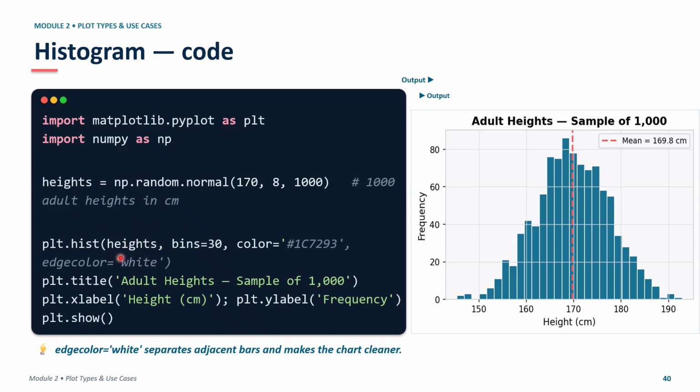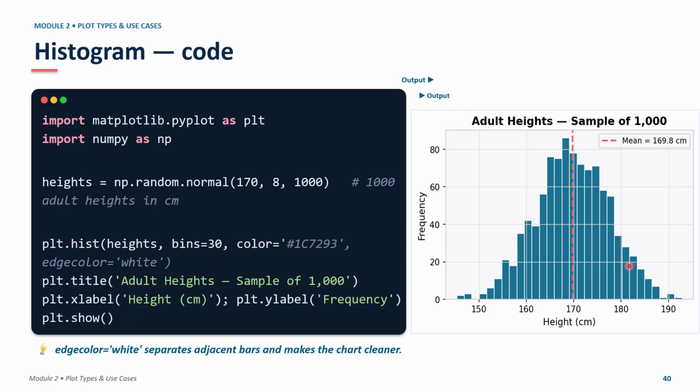For all the 1000 random points, I have set the bin size to 30, and I've given the color and set the edge color to white. Once this hist function is called, the data is a 1D array, and bins is 30, which divides the range into 30 equal-width intervals. For 1000 data points, 30 bins is a good choice. Next, we can see the code to give the title and the labels for the x-axis and the y-axis.